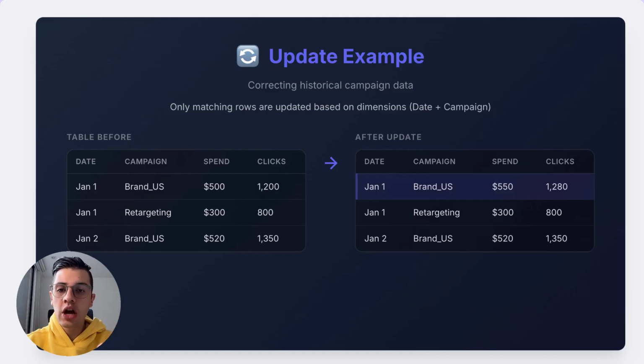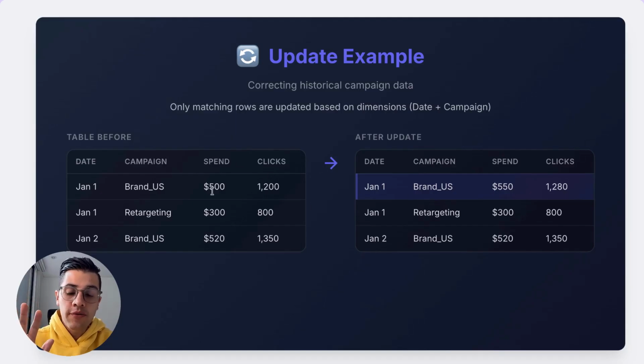The second mode is Update. We are only going to be updating the metrics of the rows that match with the dimensions. So let's take a look at the left table, the initial table. We have, same as before, date, campaign, spend, clicks. And for each row, we have a spend amount and a number of clicks. Now let's take a look at the right table. It's the one that happened after the update. And you can see that highlighted is the row that we changed, the first one. And the reason why I changed it is because the dimension date and the dimension campaign are the same, but the metrics, the spend and clicks, changed.